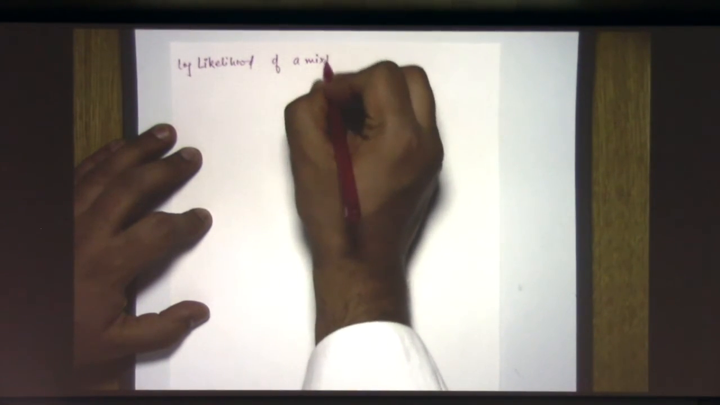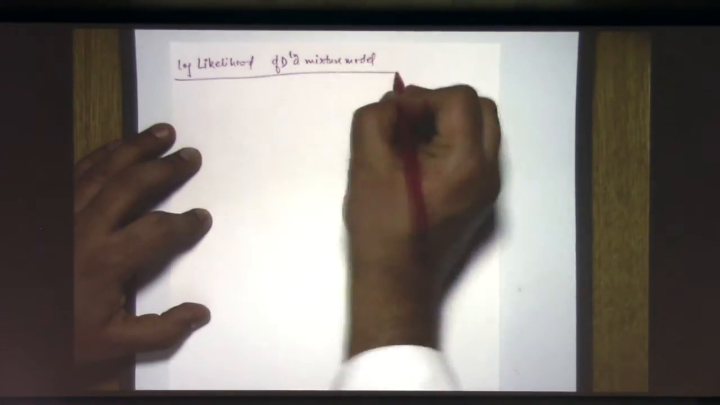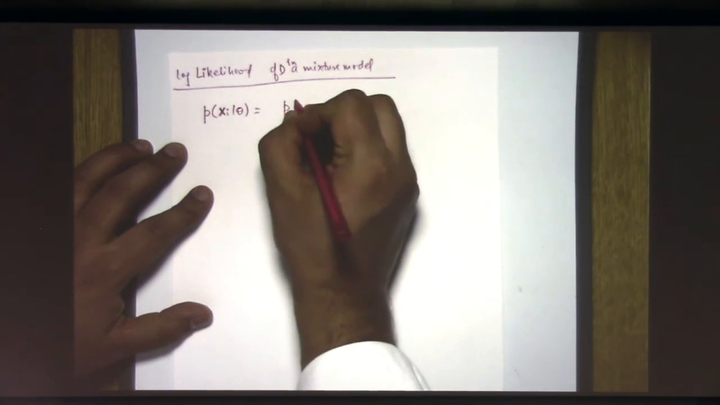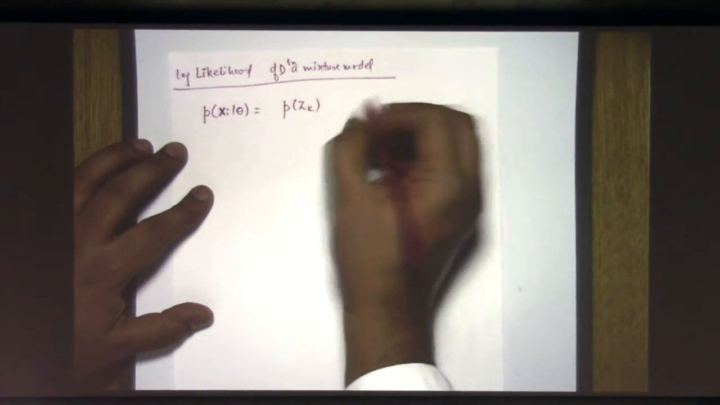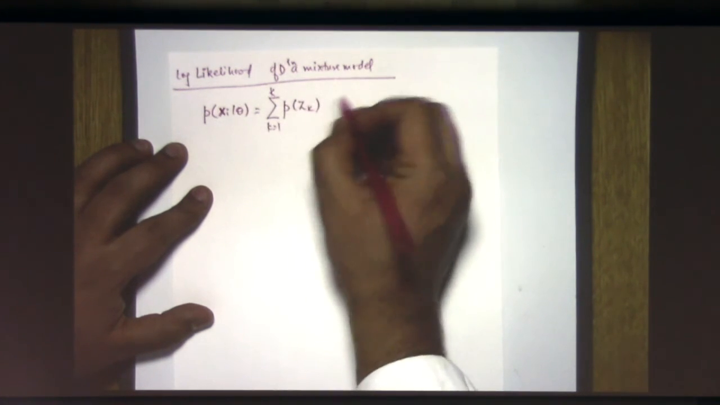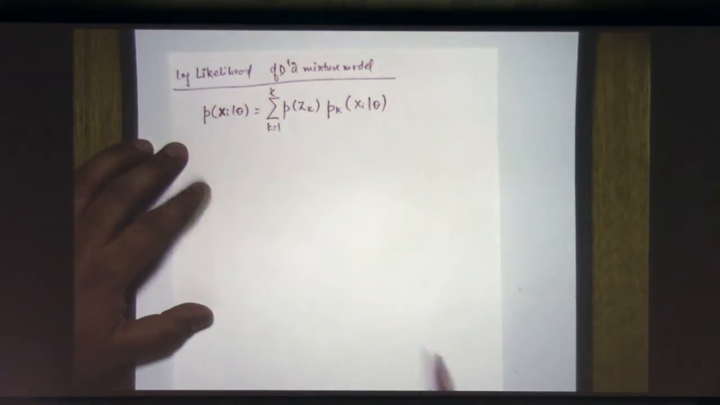So, the log likelihood of D in a mixture model. Let's say your data set is D. The probability of each point, let's say point number xi, given the theta, we had written as a summation over k equal to 1 through K of the probability of zk, and then the probability of xi given this k. So you remember this part.